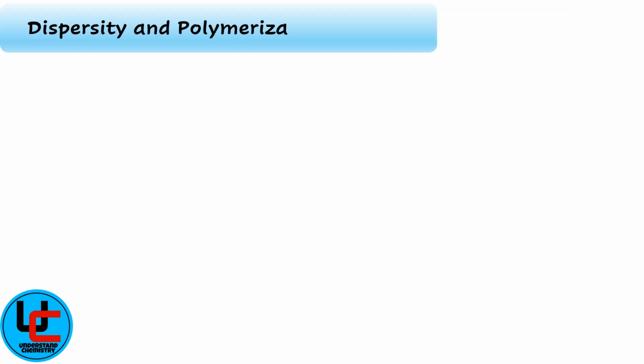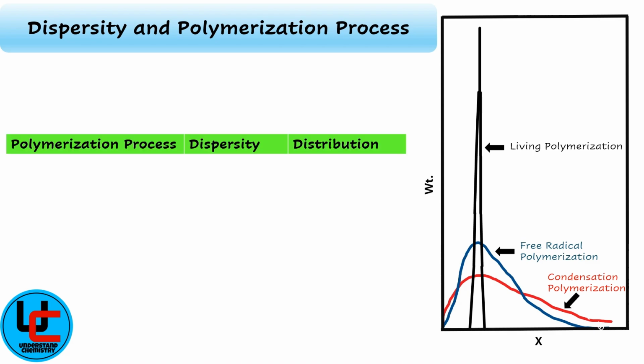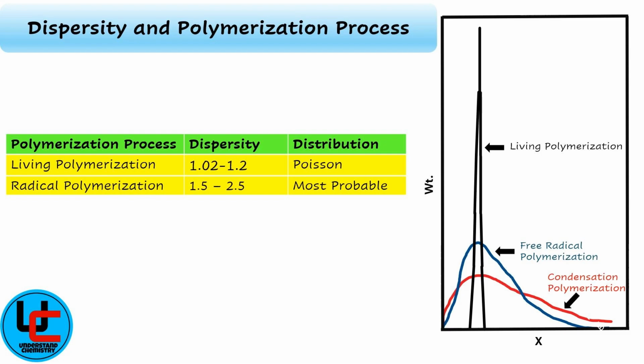Let us talk about polymerization processes and how they affect the uniformity of polymer chains. In living polymerization, dispersity ranges from 1.0 to 1.2, which is extremely low. This means almost all the chains have the same molar mass, making them highly uniform. The distribution follows a Poisson pattern, showing that polymer growth is highly controlled and produces precise chain length.